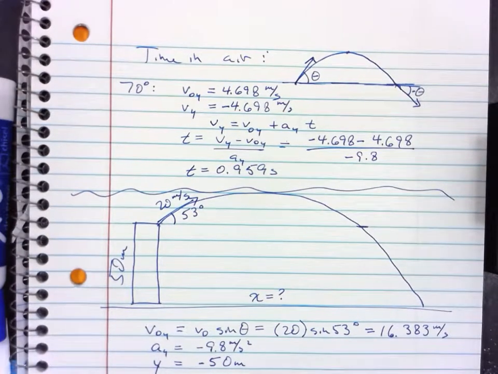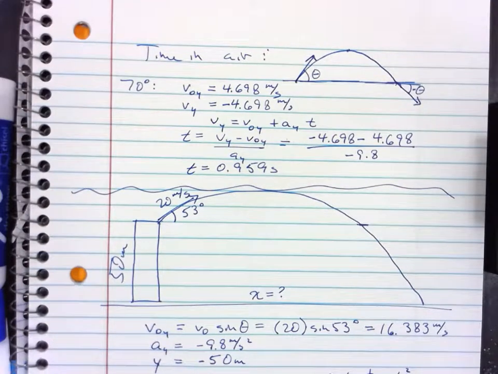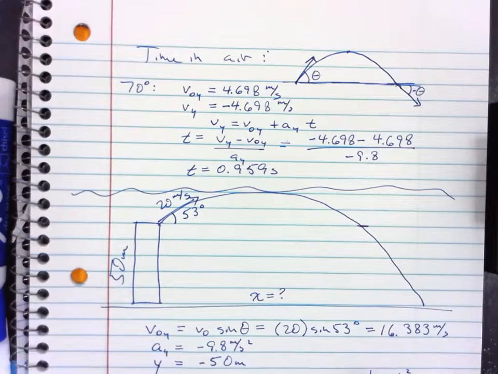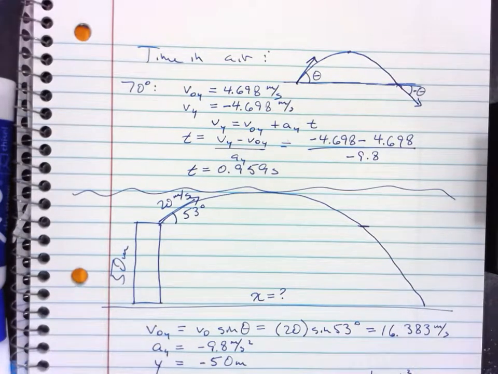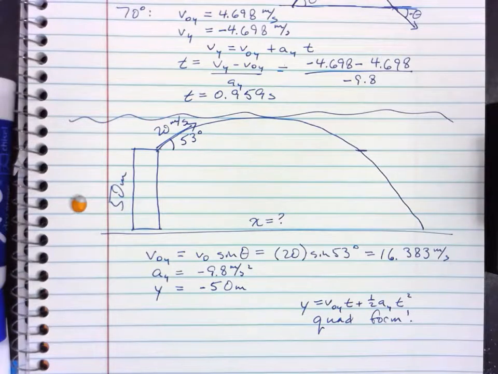You could use the second equation: y equals V0y t plus 1/2 ay t squared. But this is not 0 anymore, so you can only do this with the quadratic formula. And I'll remind you, I love math, but I don't want to do the quadratic formula, except if I can use my calculator function with the solver.